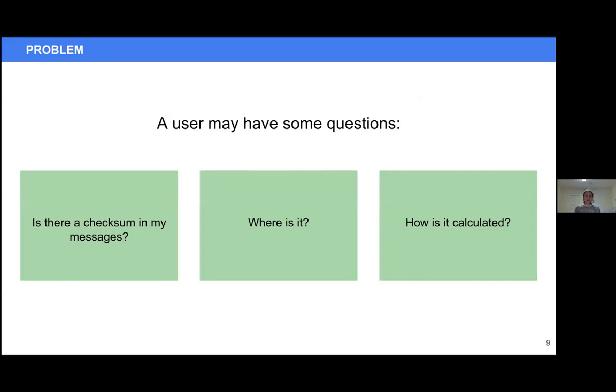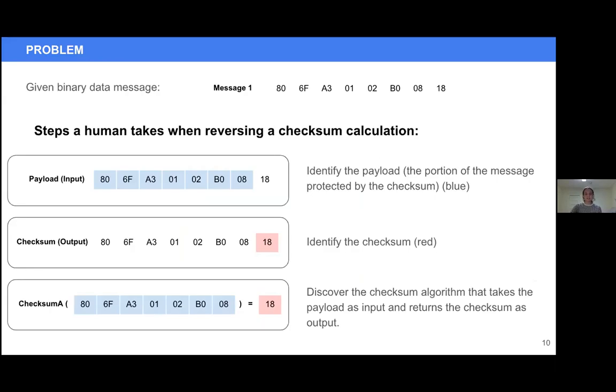So we spent a lot of time hanging out on these internet forums, and we noticed that users often had a couple of questions. First, they'll want to know, is there a checksum in their messages as opposed to some other type of error detecting code? If there is a checksum, then they'll want to know where it's located, and they'll also want to know how it's calculated.